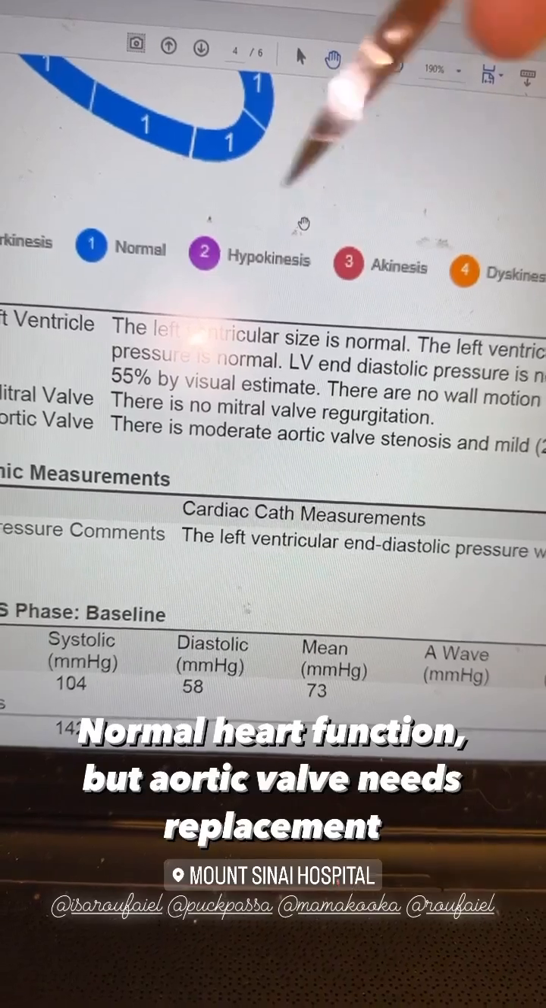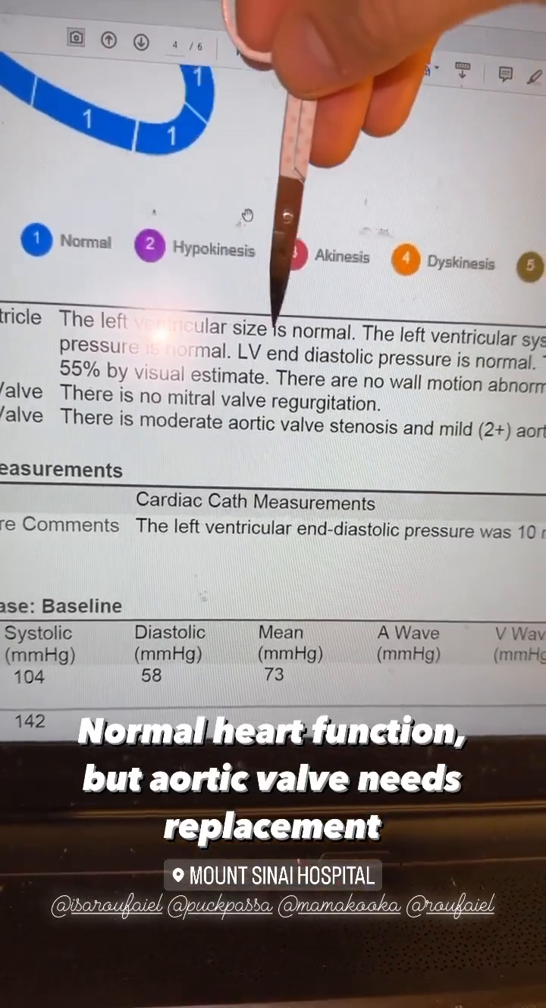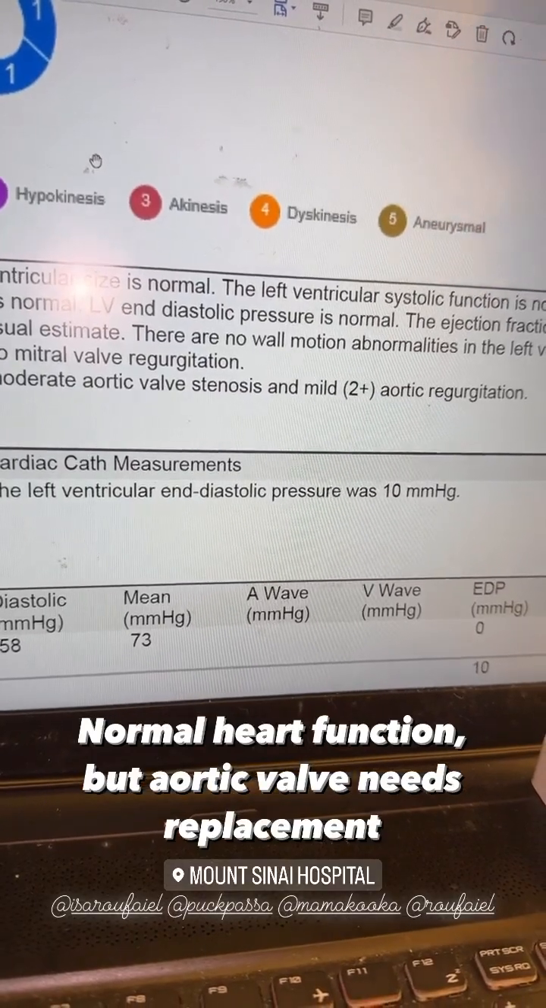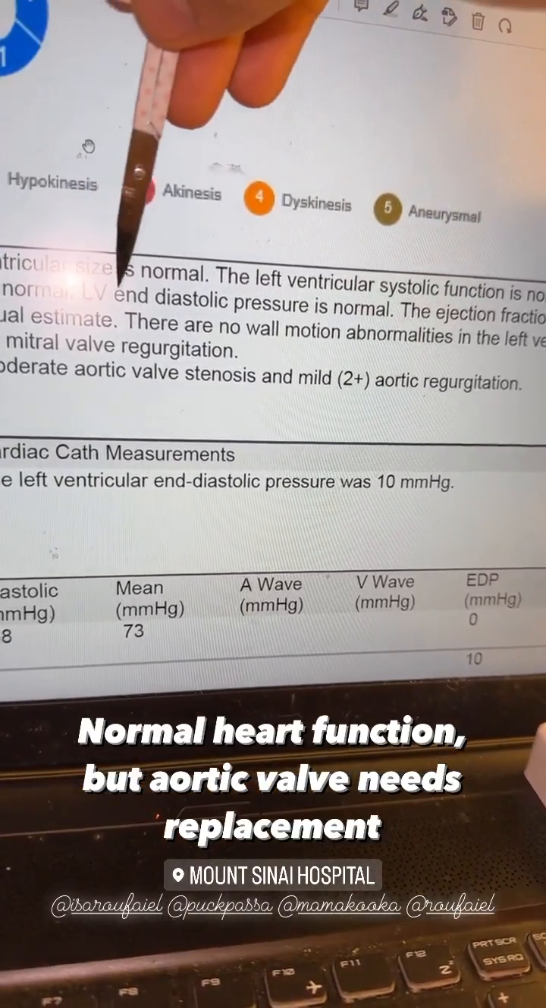Let's take a look at some other stuff. The left ventricle size is normal. Normal is good, right? The function of the heart is normal. It pumps really well. The pressure is normal. The left ventricle end-diastolic pressure is normal.